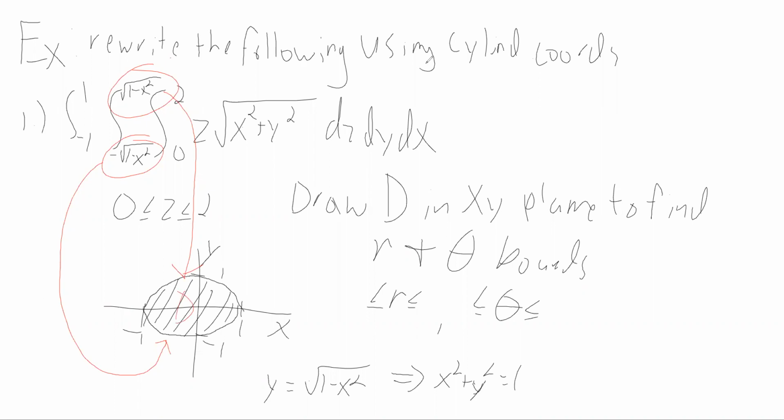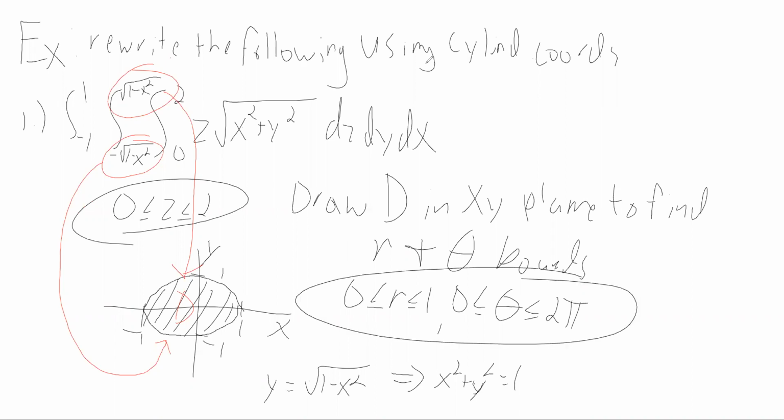Easily described as a polar rectangle, clearly. R goes from 0 to 1, and we get the whole circle, so theta goes from 0 to 2 pi. Okay, so let's rewrite our integral. So z goes from, we said 0 to 2. We've already changed to polar, nothing to do there. R goes from 0 to 1. Theta goes from 0 to 2 pi.